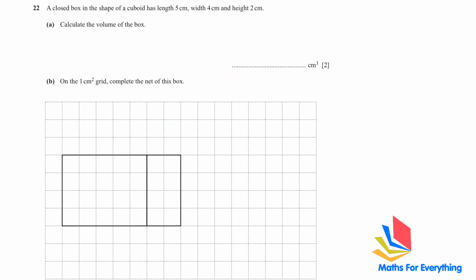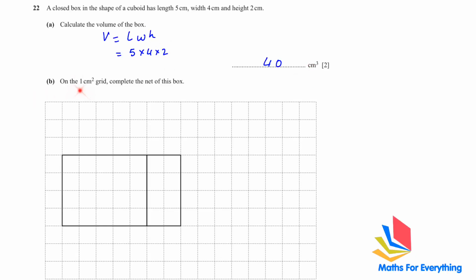Question number 22. A closed box in the shape of a cuboid has length 5 cm, width 4 cm, and height 2 cm. Calculate the volume of the box. To find the volume of a cuboid, we use the formula length times width times height. So 5 times 4 times 2 will give you 40 cubic centimeters. So please memorize this formula, it is very easy to mark.